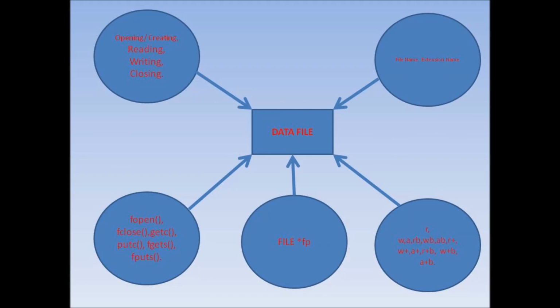If we open a file in w plus b mode, we are creating a binary file for reading and writing purposes. If we open a file in a plus b mode, we are adding some new records in a binary file, and here we perform both reading and writing operations. So these are the file modes. All these file modes we will see in different programs, and there we will get some more details of them.